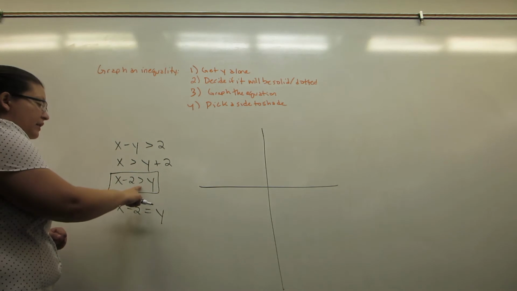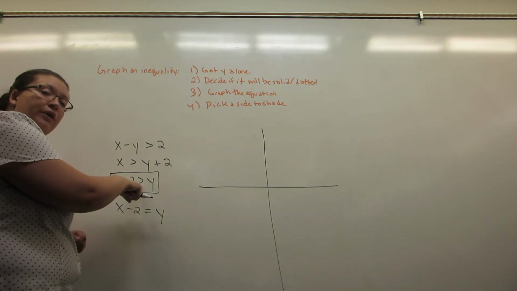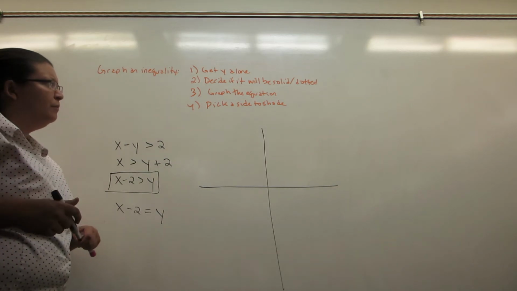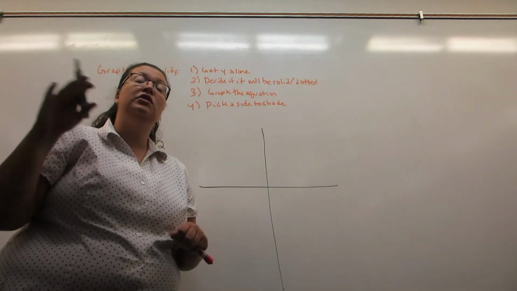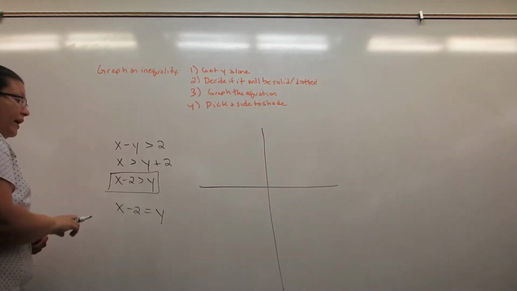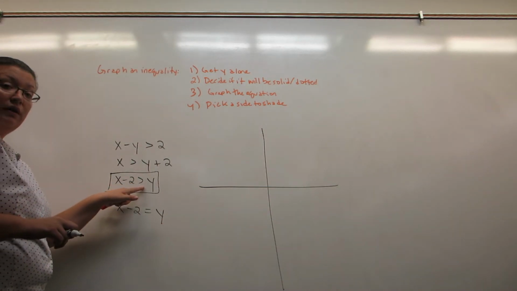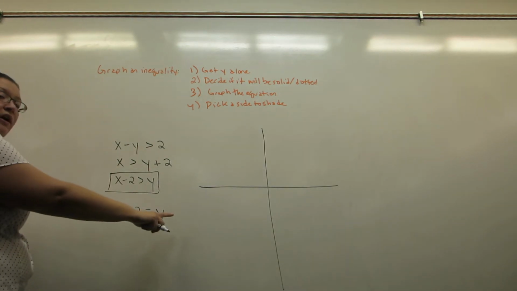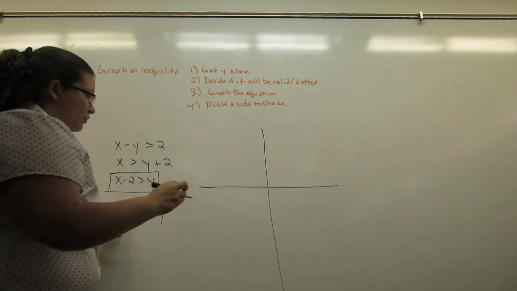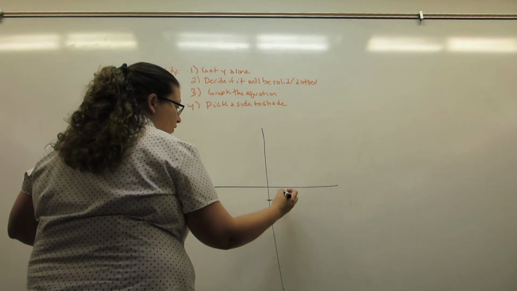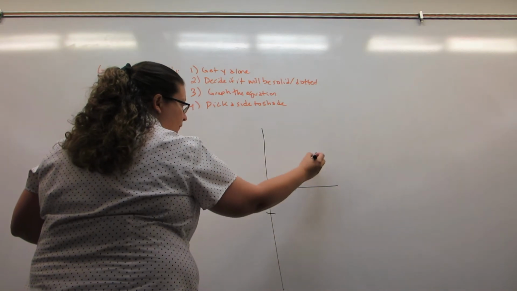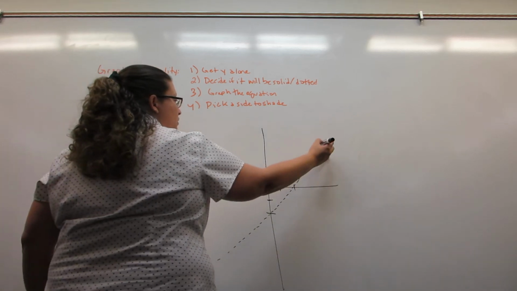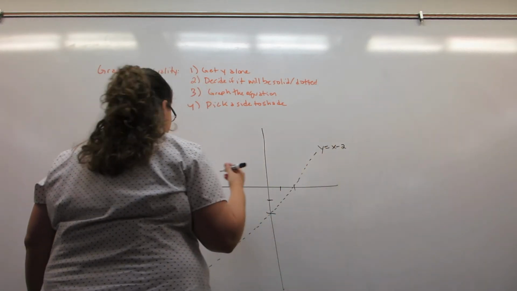And the way to tell is if your inequality is just a greater than or a less than, or if it has an equal to bar on the bottom. If it has an equal to bar on the bottom, your graph will be a solid line. But as in this one, we have just a greater than y, and so it's going to be a dotted line. So I'm going to graph this equation, but using a dotted line. So this has a y-intercept of -2 and a slope of 1. Okay, so this is the line y equals x minus 2.